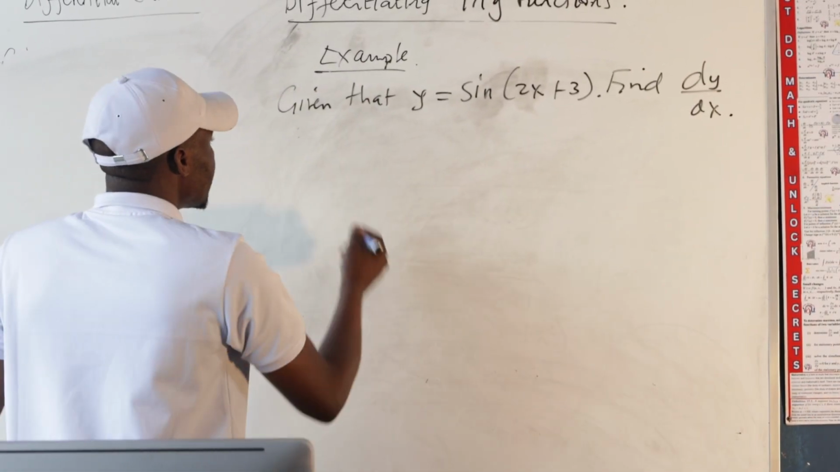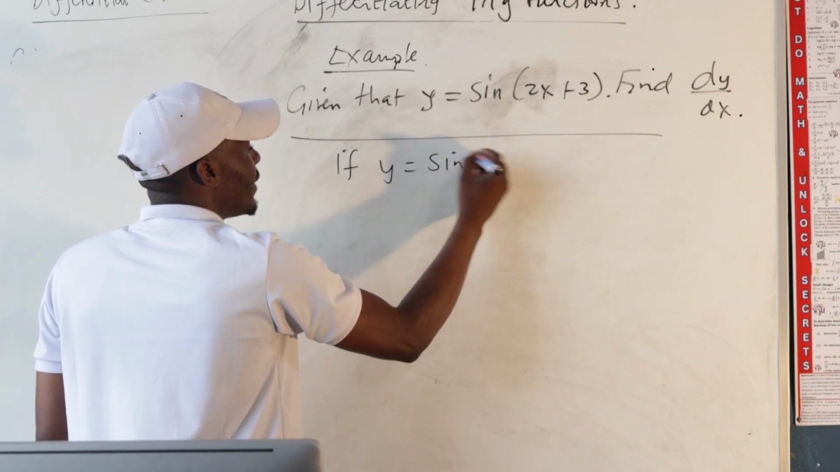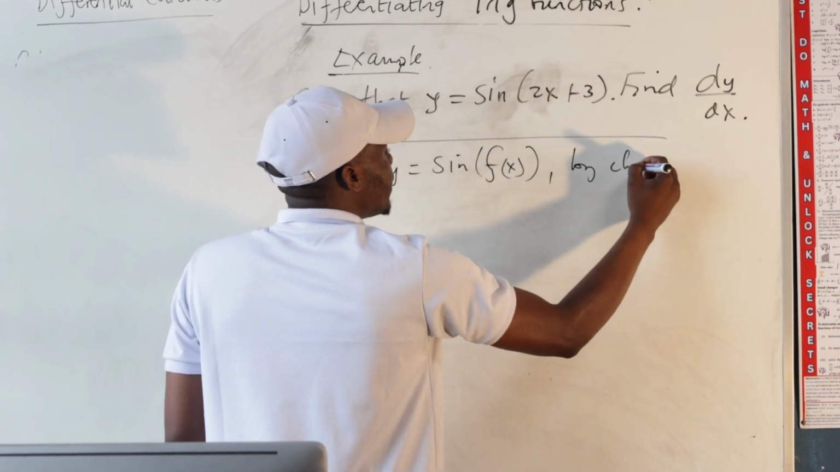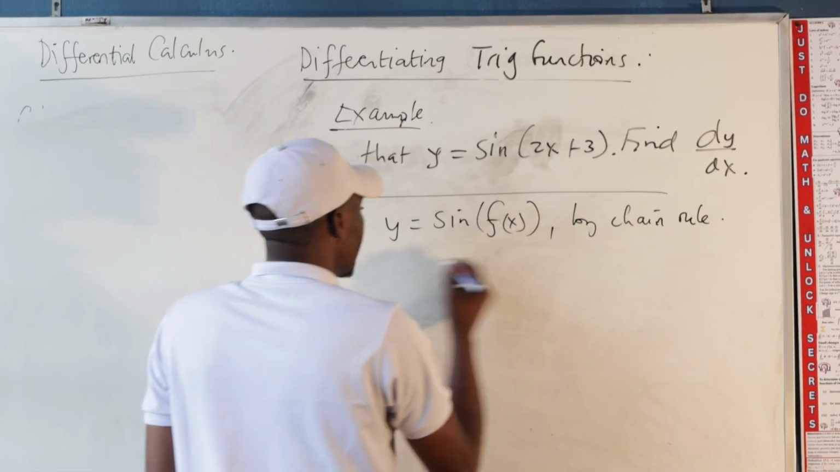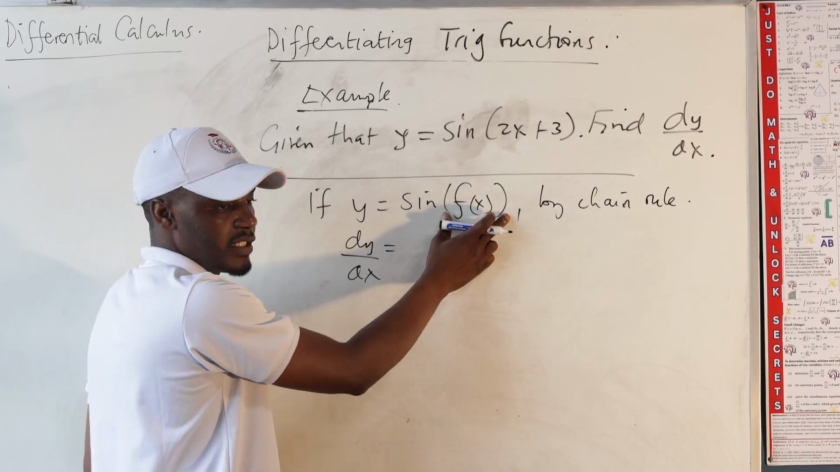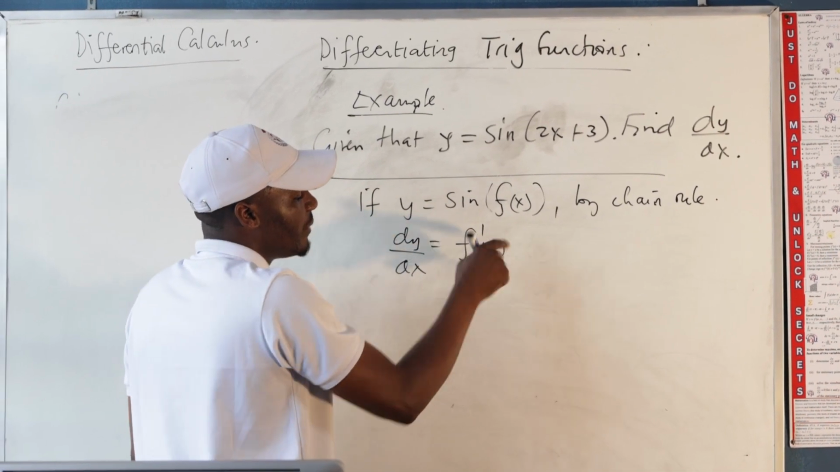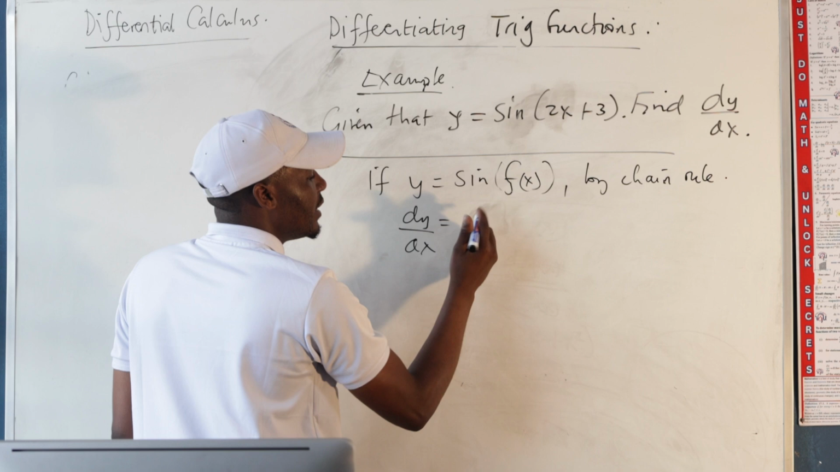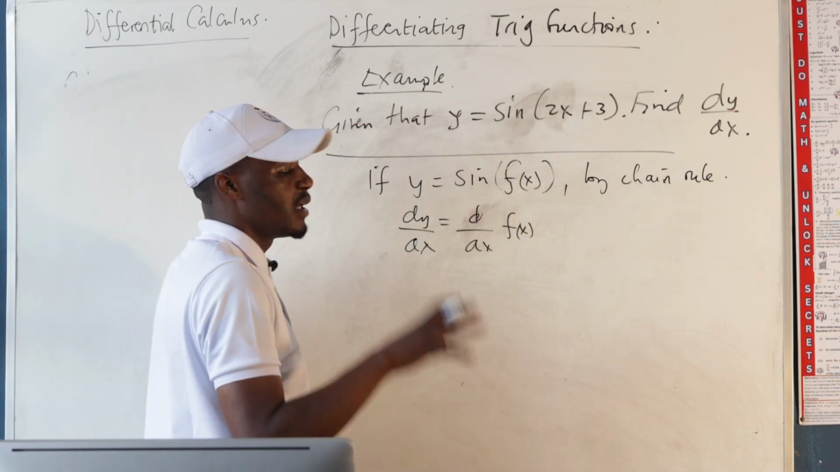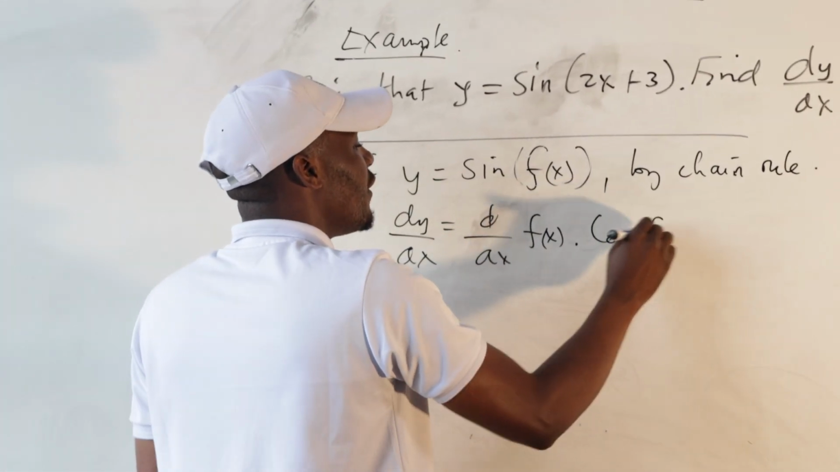So in this case, remember, if y is equivalent to sine of f of x, by chain rule, straight away dy/dx will give us, all you have to do is differentiate the function that is given here, which is f prime of x. Remember, f prime of x is the same as the derivative of f of x. So you find the derivative of f of x, and once you get it, you multiply by the cosine of that function.